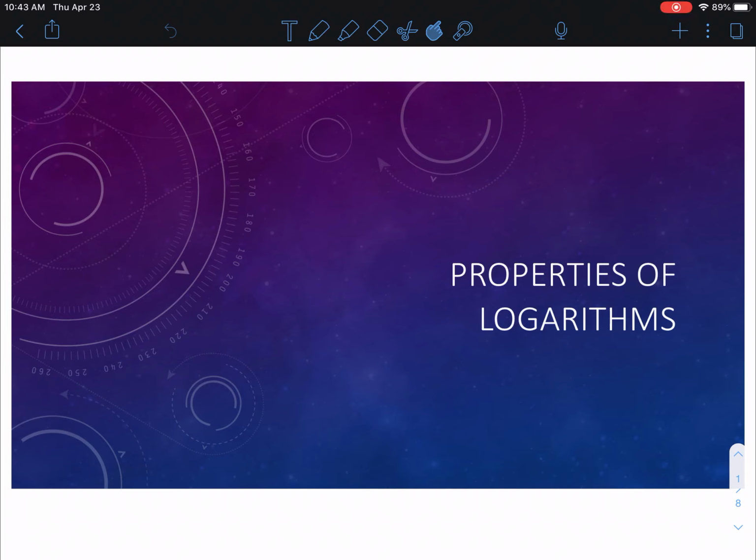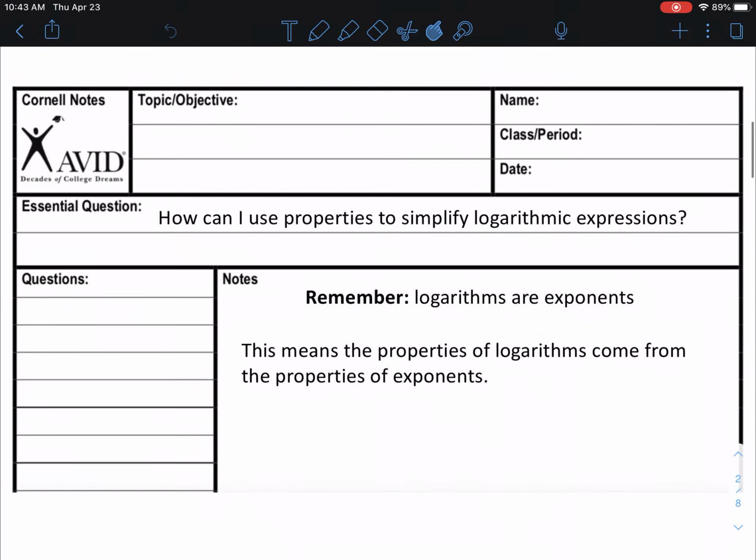So in this lesson, we are going to talk about properties of logarithms. In the last lesson, we learned what a logarithm was and how to rewrite things in different ways, exponential and logarithmic form. So quickly, we're going to learn some properties today. Remember, a logarithm is an exponent. So logarithmic form and exponential form mean the same thing, they just look different.